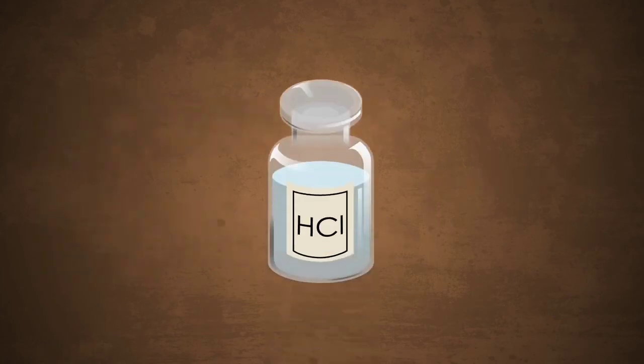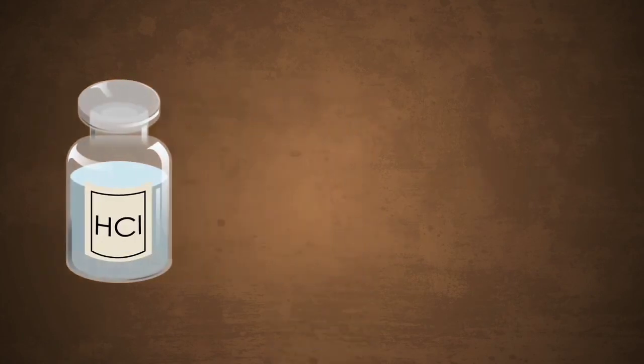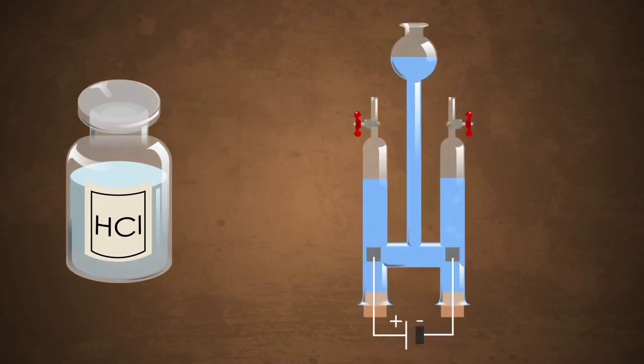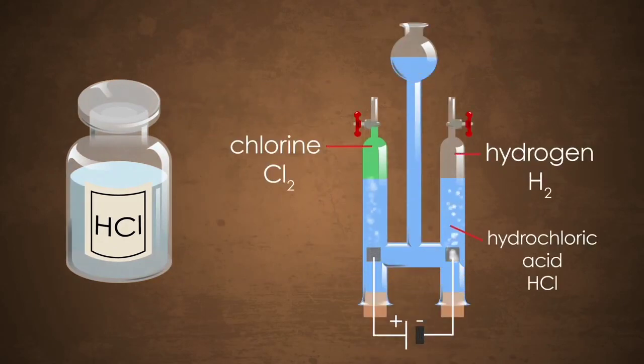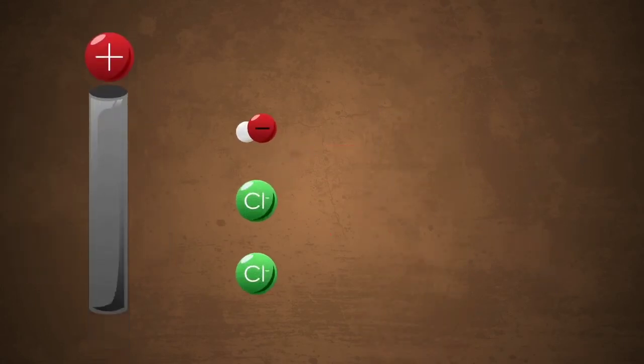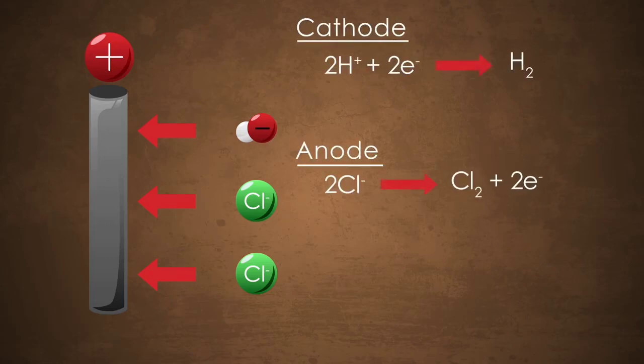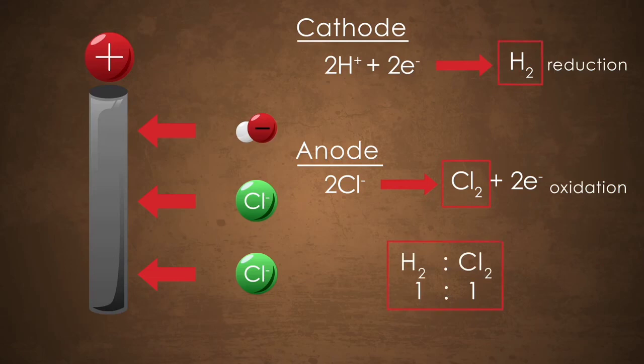If water is acidified with hydrochloric acid, the reaction is altered due to the presence of the chloride ions, Cl⁻. In this case, it's the chloride anions that are oxidized and not the hydroxide ions, so chlorine and not oxygen is made at the anode. The combined reaction is again a redox, with the gases each being made in equal amounts.